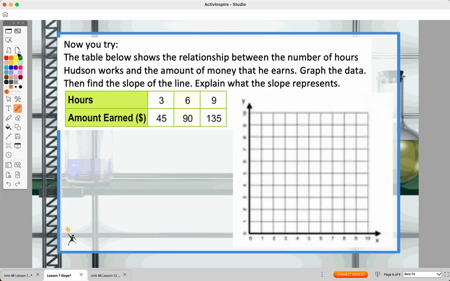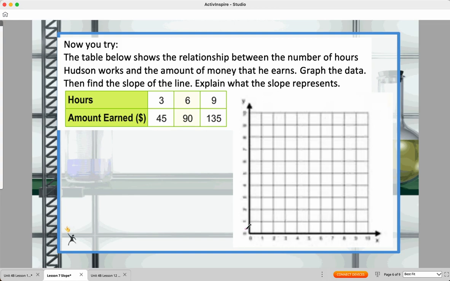All right, so the table below shows the relationship between the number of hours Hudson worked and the amount of money he earned. Graph the data on the graph. So I'm going to set this up again. I'm going to set this up this time at, let's say, everything is 15.